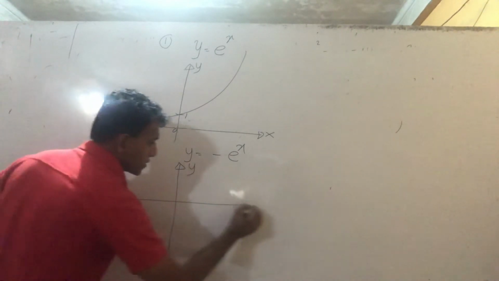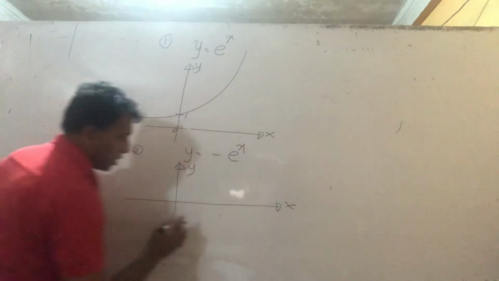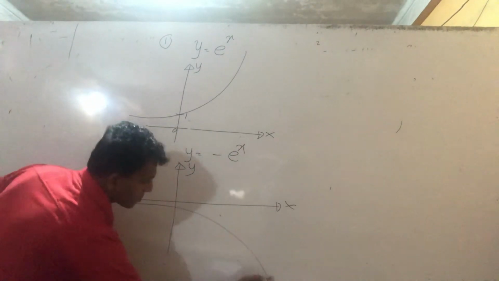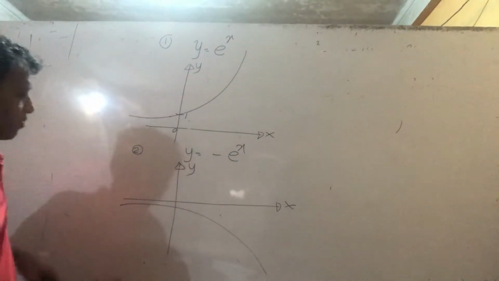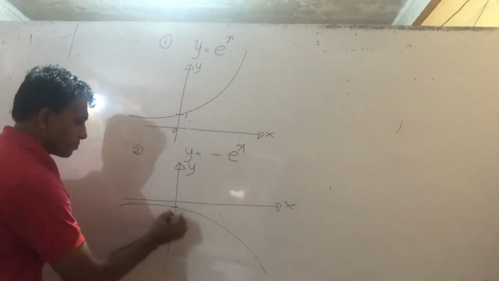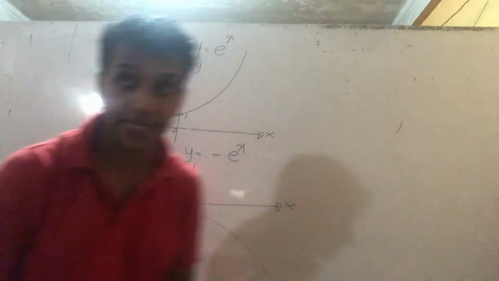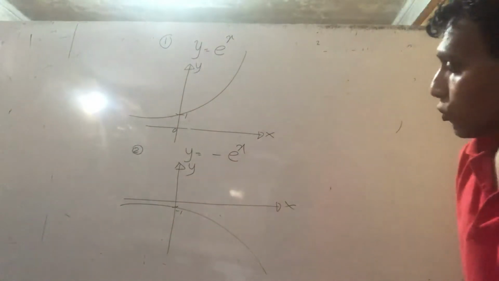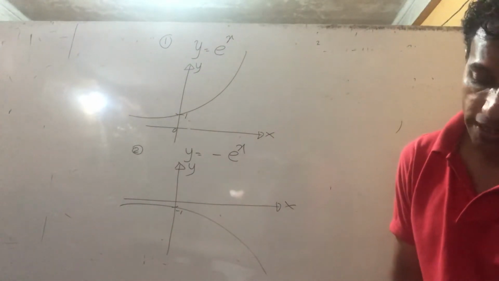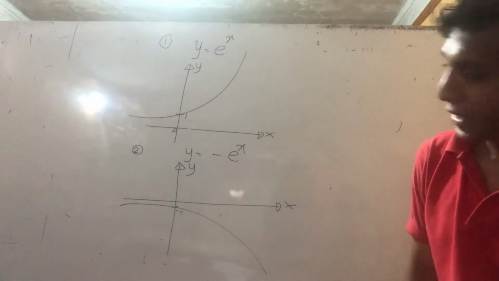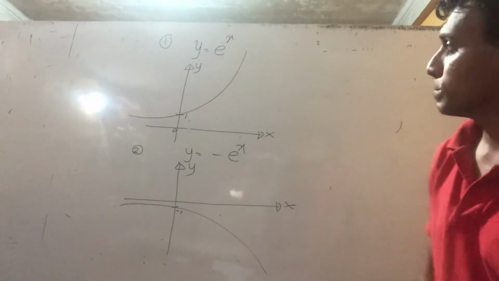Not these graphs, like this. So see, it goes through 1 here, and here it comes to minus 1. Symmetric about the x-axis. That is y equal minus e to the power x, right? Y equal minus e to the power x.